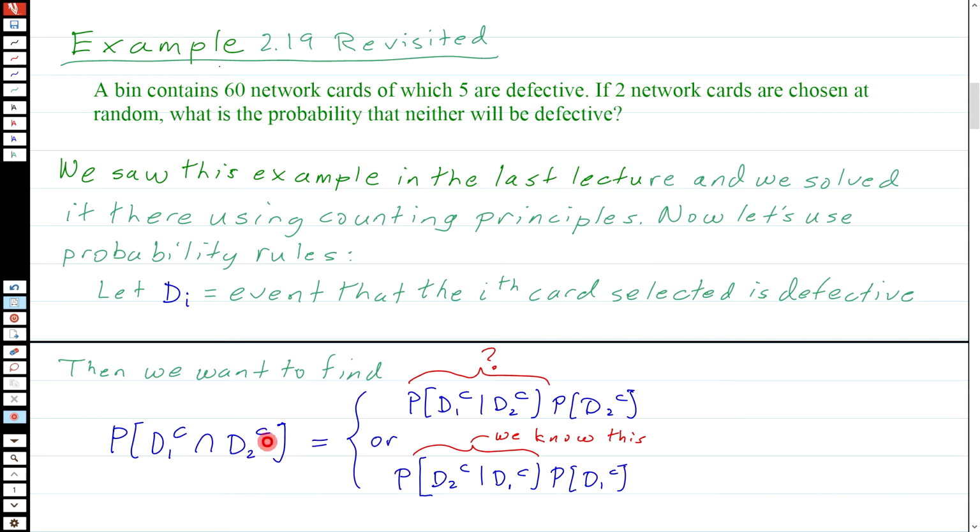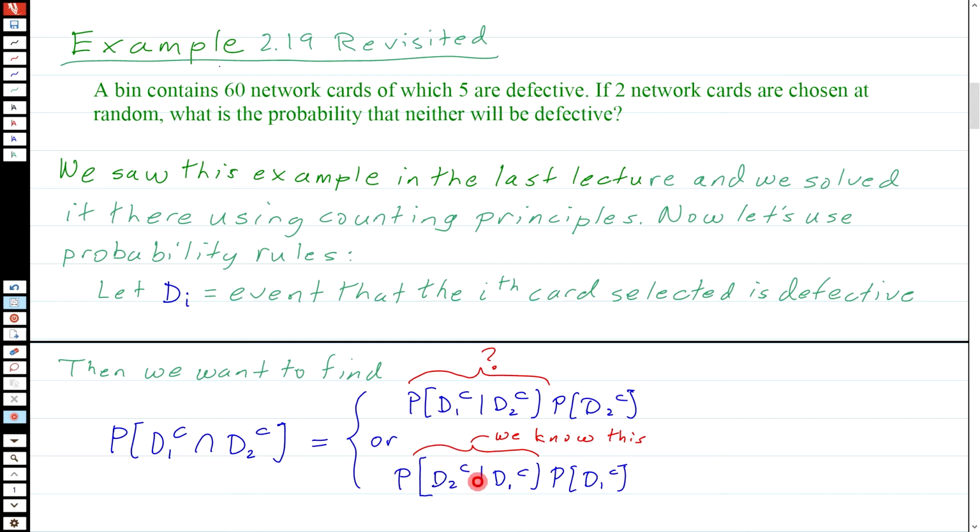So we could do this in two ways. We know a rule now for an intersection, so it's the probability of D1 complement given D2 complement times the probability of D2 complement, that's the upper one, or we could flip them around. It's probability of D2 complement given D1 complement times the probability of D1 complement. The problem with the first form is that it's given that the second was non-defective, and that's not usually the way we would do this. We usually would know about the first, and we're trying to figure out what's the probability of the second.